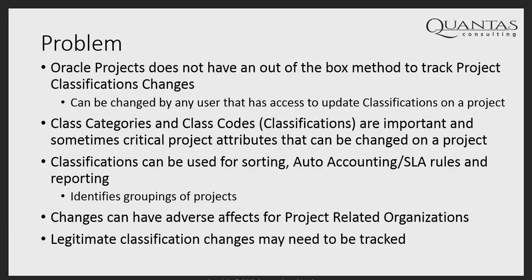Also, any legitimate classification changes may need to be tracked. An example of that would be where a project is being reported under one group for maybe a quarter or a month, and then changes to another group. Those changes can be tracked so we know why, when we do a mass report, those projects now are not falling into one classification versus another.